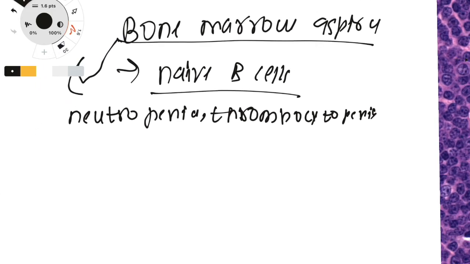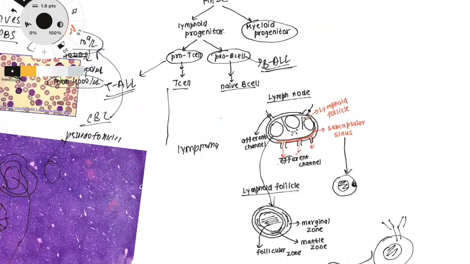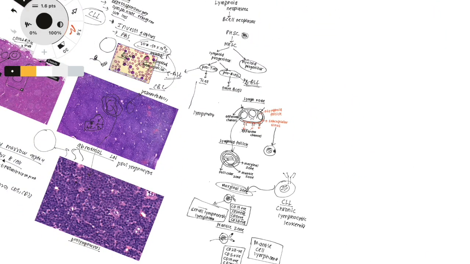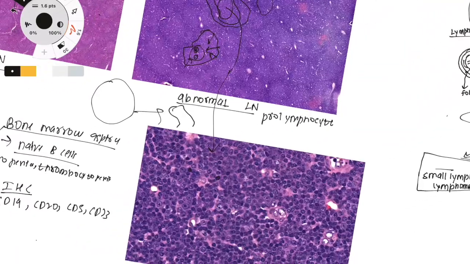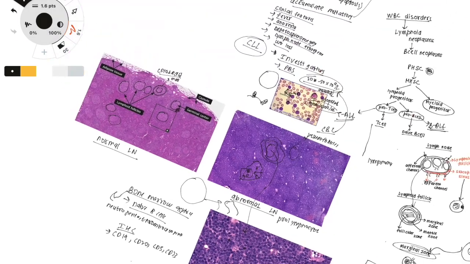Now if I talk about immunohistochemistry, yes, we do immunohistochemistry, which gives a sure, short diagnosis that yes, this thing is CLL or SLL. So basically when we do immunohistochemistry, we get positive for CD19, CD20, CD5 and CD23. I just told you, it's all written here. In the previous videos you will see, then you will make an exact link of what is happening. So yes, CD19, CD20, CD5 and CD23.